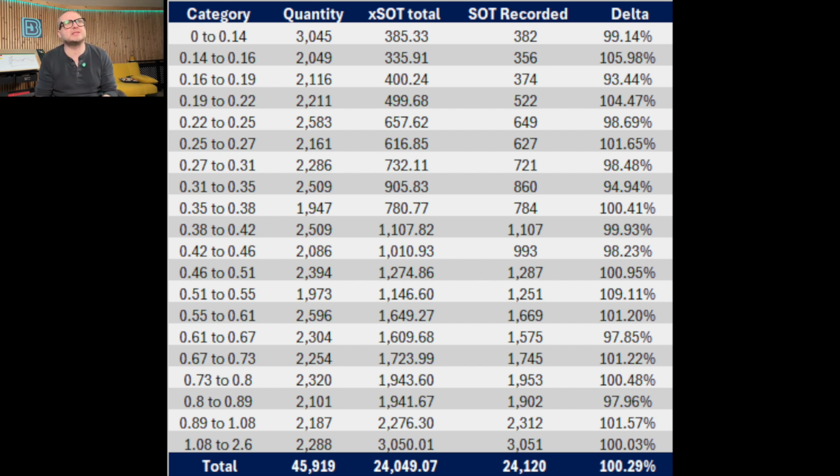Now, we've taken these 45,919 players, and we've tried to divide them into roughly 20 equal-sized percentile groups. We did that for shots on target. For different statistics, it was more appropriate to use a different number of percentile groups. So some have got more than others, some have got 3,000, some have got 1,900, but they're roughly the same.